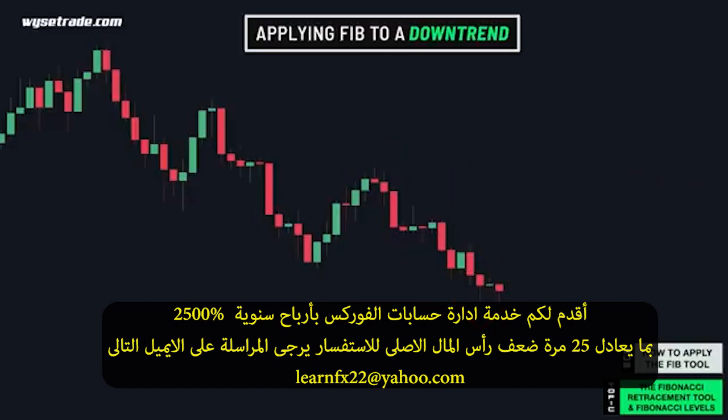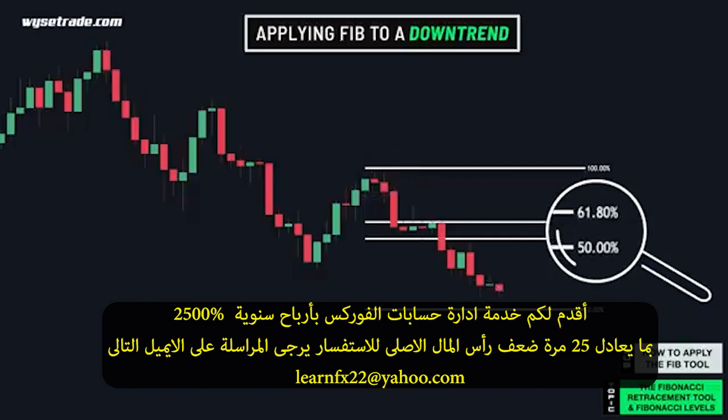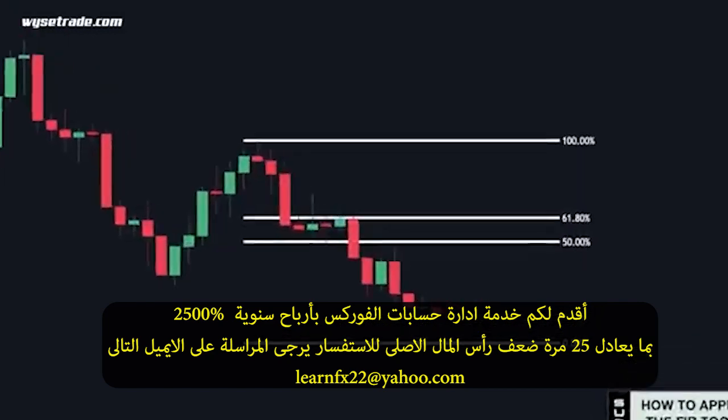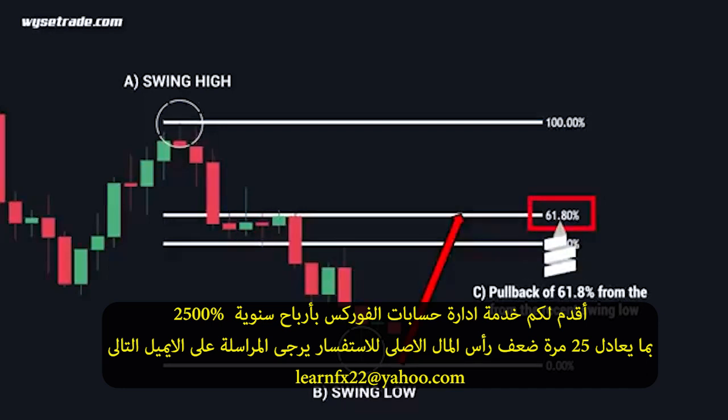You grab your Fib tool, click where the swing high is at the top of the wick, drag the tool to the bottom of the moving trend and where the swing low is. You will then see the Fib level percentages appear here to the right. If price were to pull back to the 50% level, this would represent a pullback of 50% from the recent swing low here. And if price were to pull back to the 61.8% level, this would represent a pullback of 61.8% from the recent swing low here.